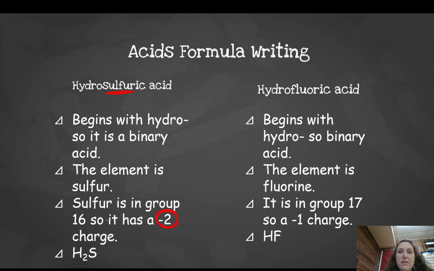So H2S. Hydrofluoric acid. We know it's binary again because it has hydro in the front. The element is fluorine. It's in group 17, so it has a -1 charge. So we won't write the 1 right here. If you don't write anything, it's assumed to be 1.